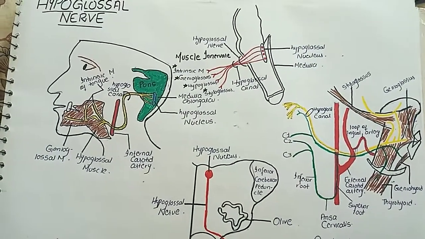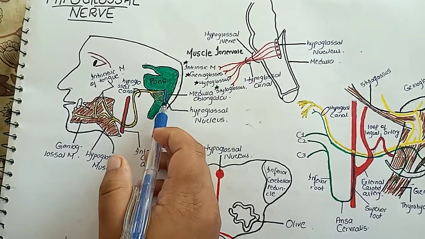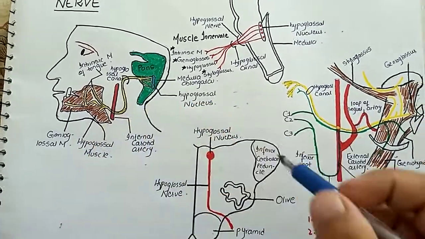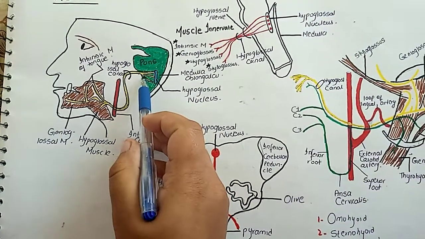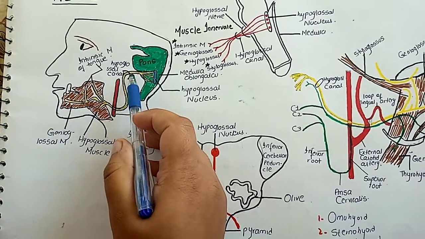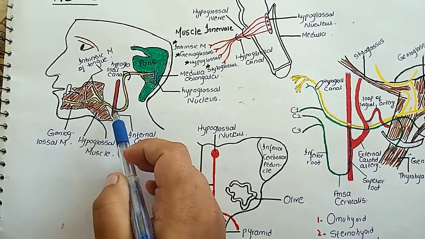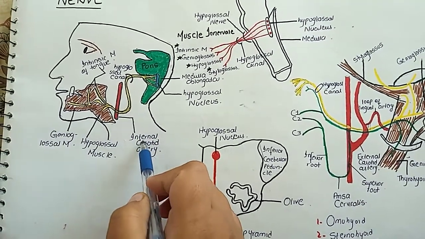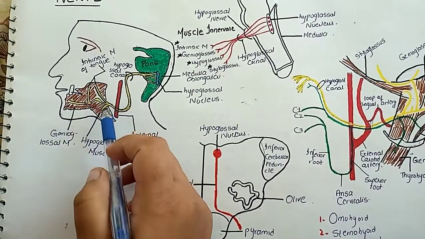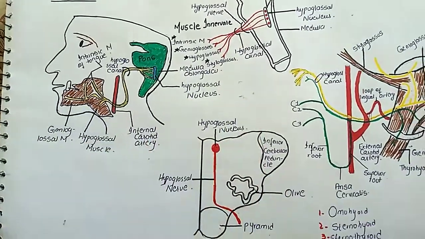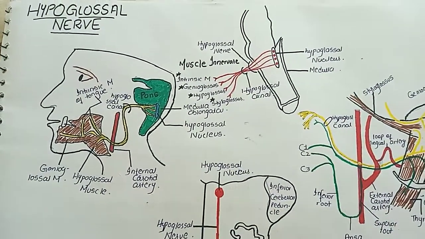The nucleus of the hypoglossal nerve is present within the medulla, and the hypoglossal nerve leaves the ventral surface of the medulla by passing between the inferior olivary nucleus and the pyramid, and leaves the skull by passing through the hypoglossal canal and descends downward in the neck and passes between the internal carotid artery and the internal jugular vein and reaches the posterior belly of digastric and gives innervation to the intrinsic muscles of the tongue. So here I will discuss the innervation of the hypoglossal nerve in detail.